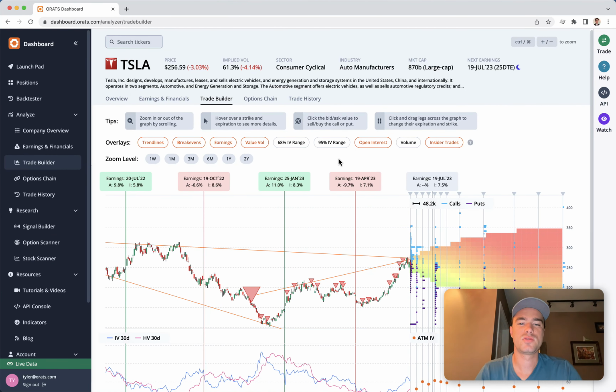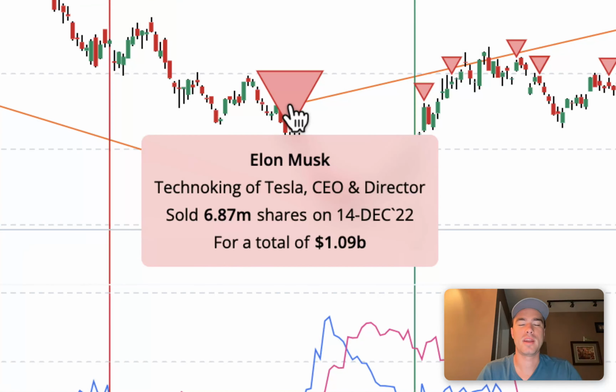When an officer, director, or large shareholder of a company buys or sells shares, they are required to report that transaction. On the graph, you can see when these transactions occurred, who made them, and how many shares were bought or sold.